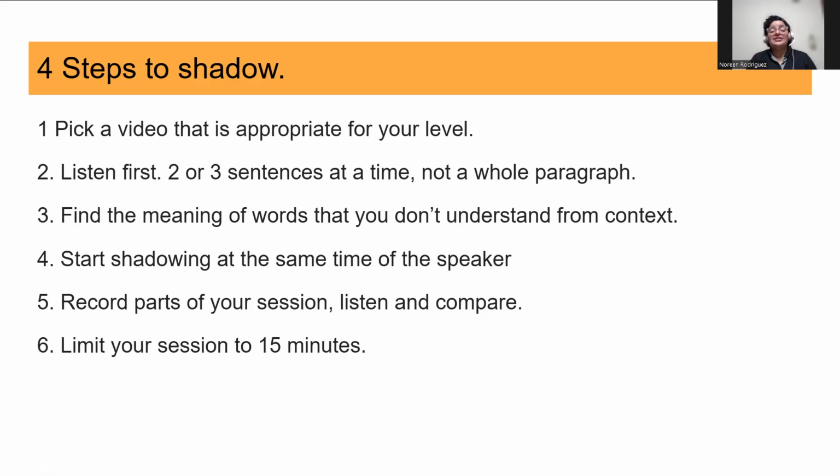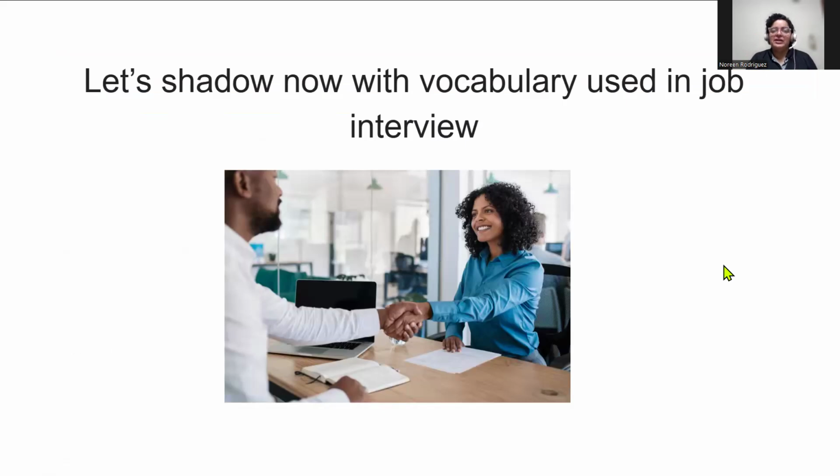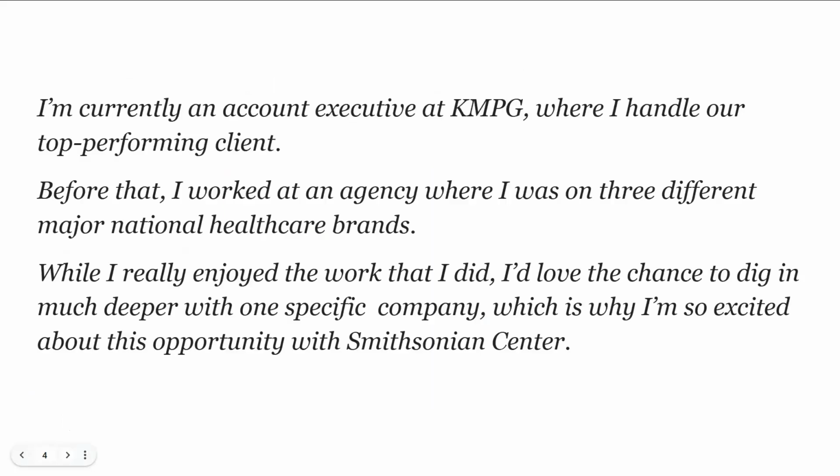So now that you know the steps, now that you're clear on that, we're gonna start shadowing vocabulary. And in this case, we're gonna shadow vocabulary that we used in job interviews. Remember, the first time you are gonna just listen to the sentences, and after you listen, you are going to find the words that you don't understand. Then, when you're ready, you understand the context of that sentence, then you shadow me, okay? And record your own voice.